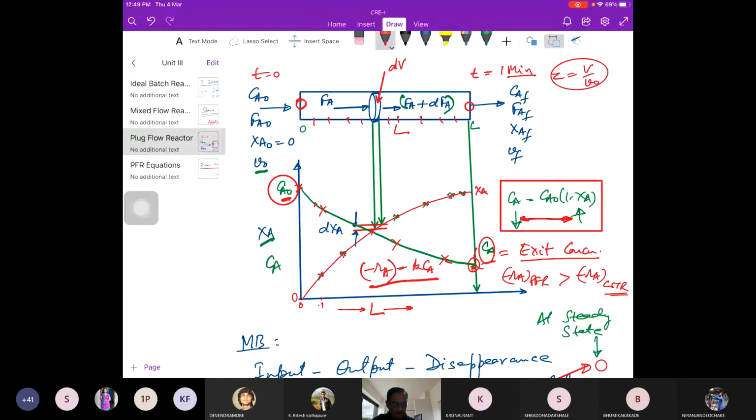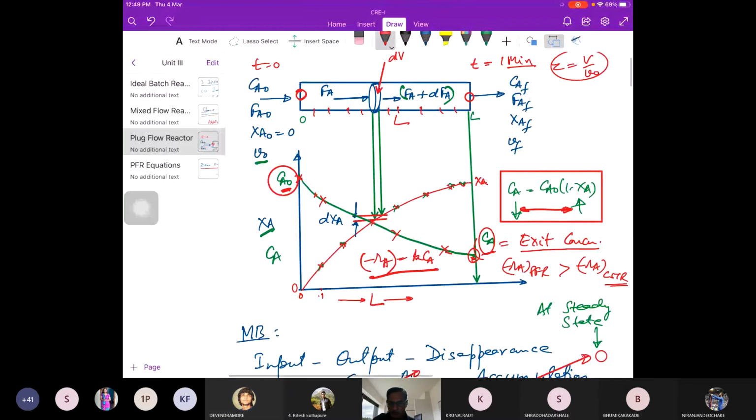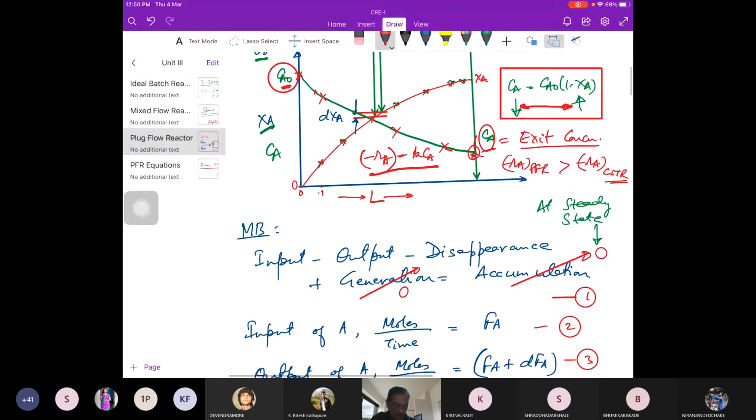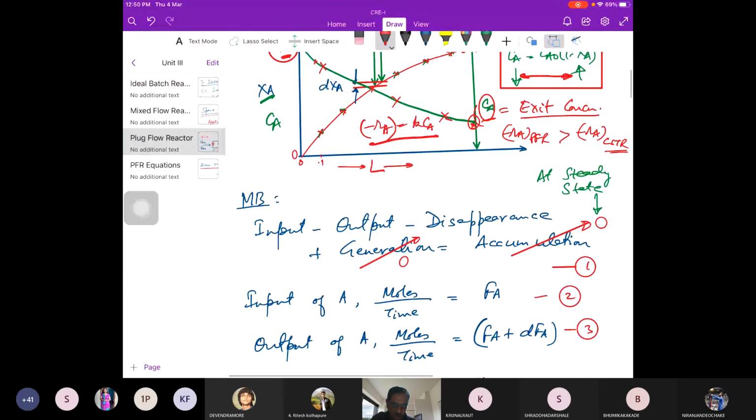समझा क्या? यस सर. Okay, any other questions? Because this difference you should understand between PFR and mixed flow reactor. We'll see all derivations, but as I'm trying to explain you the concept. Okay. So then we'll do again the same material balance for the limiting reactant.